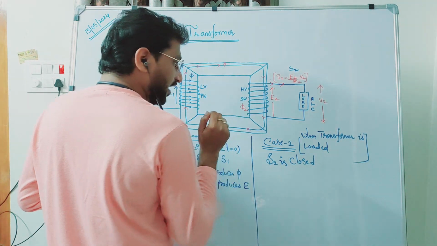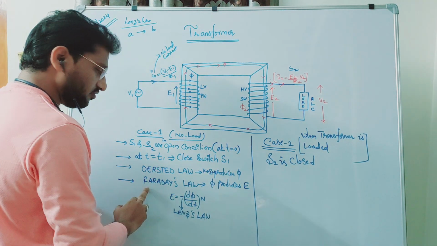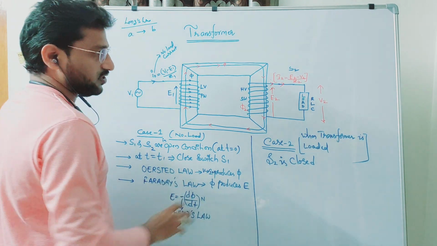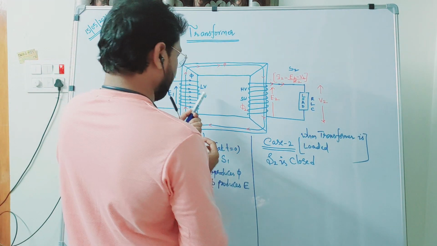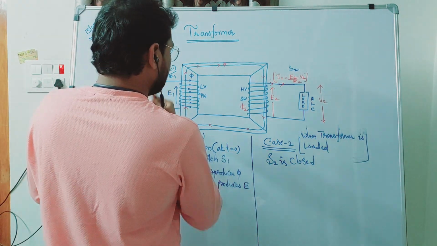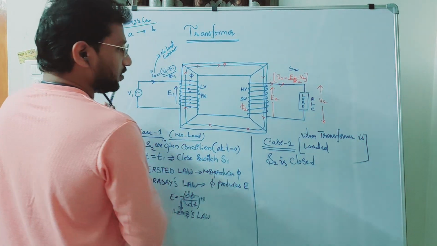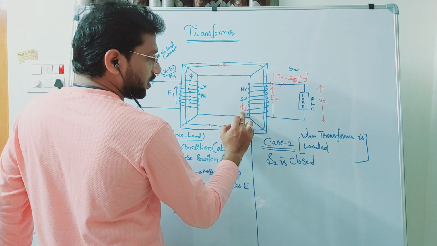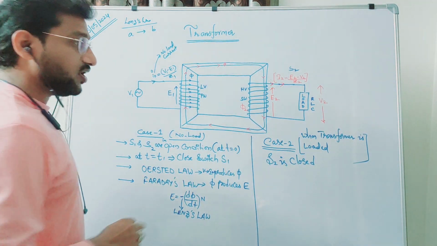Because of the self linkages, it is going to produce E2. Again here also, the second law is Faraday's law. Then again Lenz's law also works here. So now this phi 2 has to oppose, because it is Lenz's law. This phi 2 has to oppose the cause of it. What is the cause here?